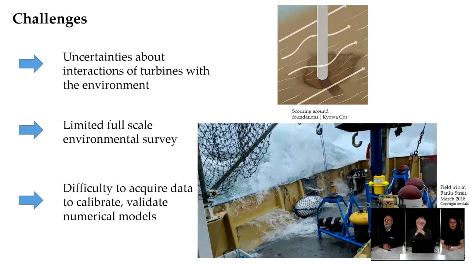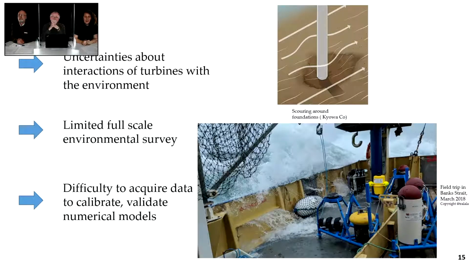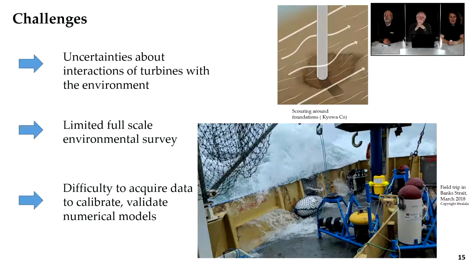This picture was taken during our first trip in Banks Strait in March 2018. We spent 17 days at sea, and it was 10 days like this, so pretty rough. To address these challenges, I'm developing a numerical model to investigate hydrodynamics and sediment transport at this site. To validate the numerical model, we need in situ data. So with the Austin project, 3 field trips were conducted in March 2018 and 1 last year.